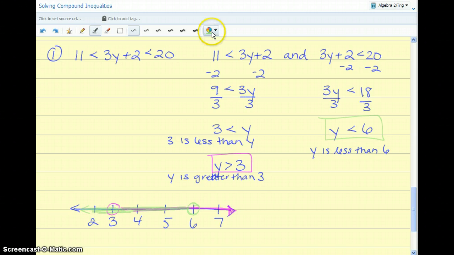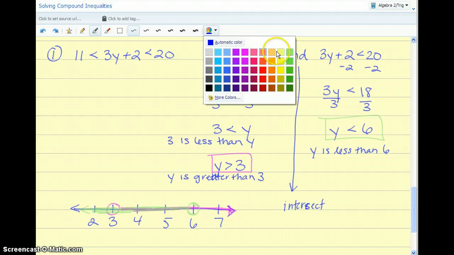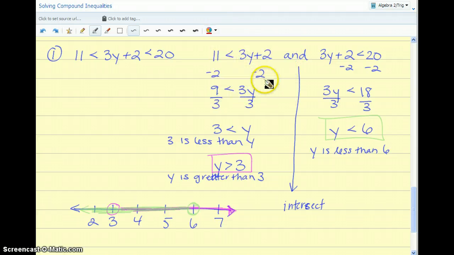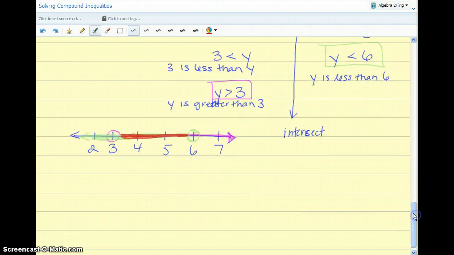Now an and statement means that you're only looking for where the graphs intersect. So when you look at this, where do the two graphs overlap? Well, they overlap in the middle. So I'm going to use this color. They overlap just right here. That's where the purple and the green overlap. So my solution graph, which I'm just going to make a little bit neater, would look like this.